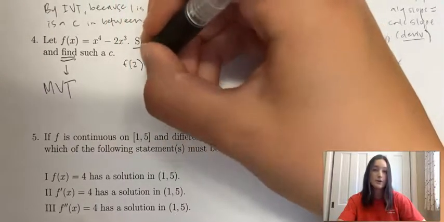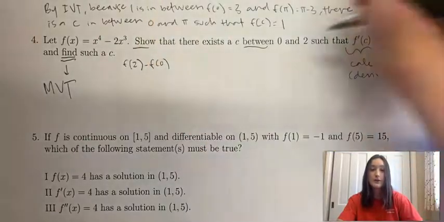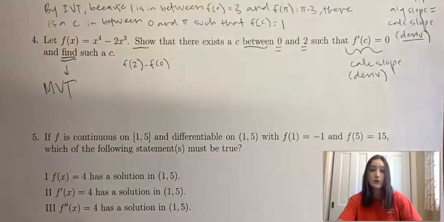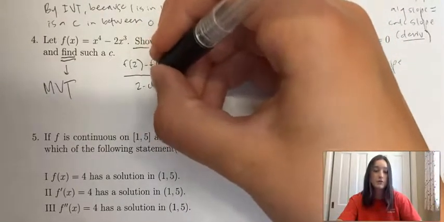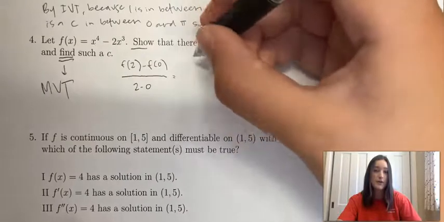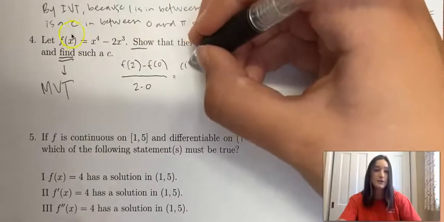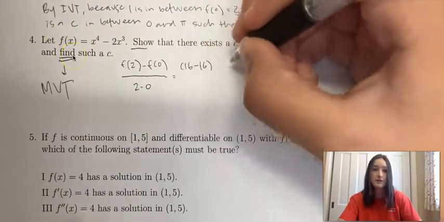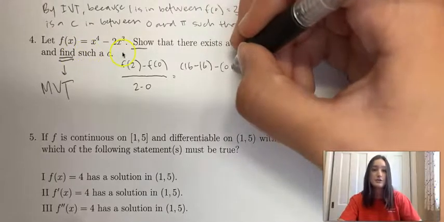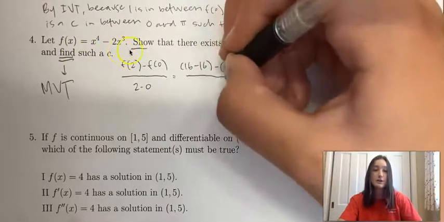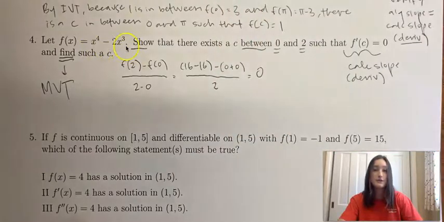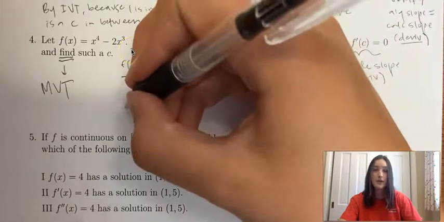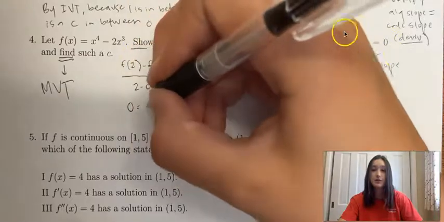To find our algebra slope, we're going to use those two x values that are given and do just our regular slope formula. So we're going to do f of 2 minus f of 0 over 2 minus 0. I'm going to go ahead and solve that, using this f of x up here to get the numbers. When I plug in 2 and 0, I end up getting 16 minus 16 when I plug in 2, minus 0 plus 0 when I plug in that 0, over 2, and that equals 0. And then we've already been given our calculus slope over here.